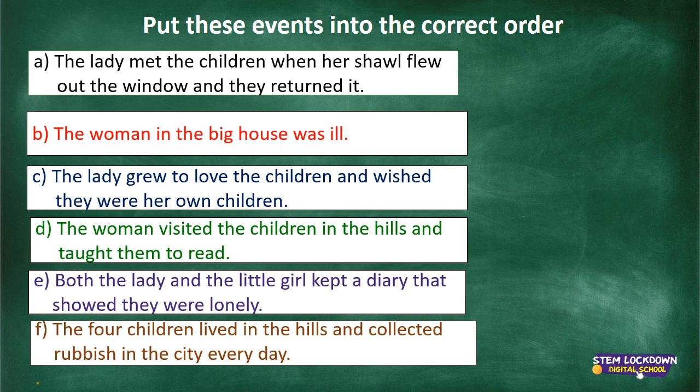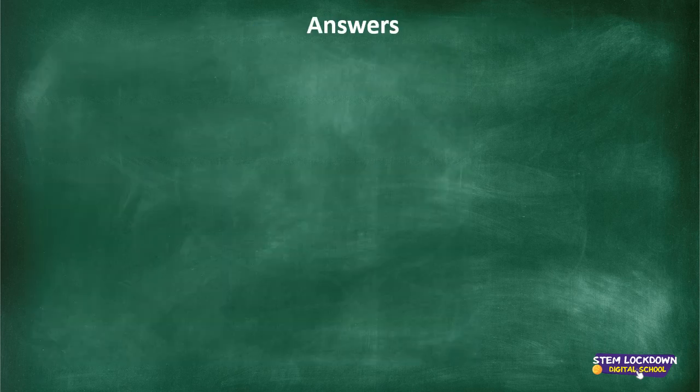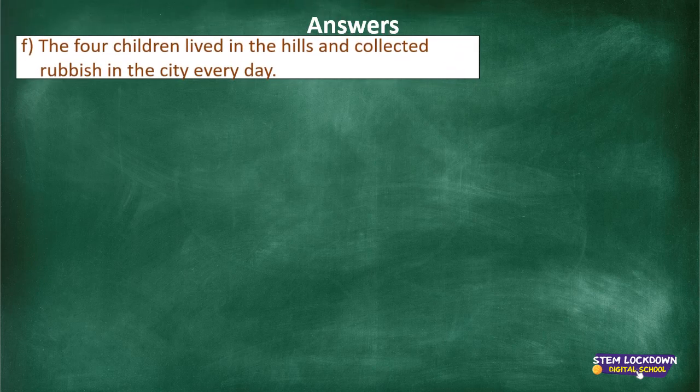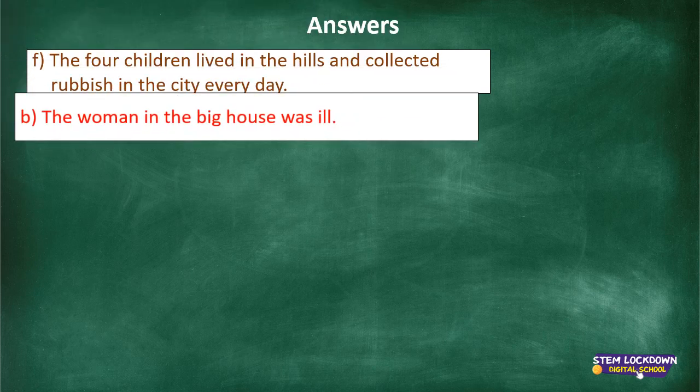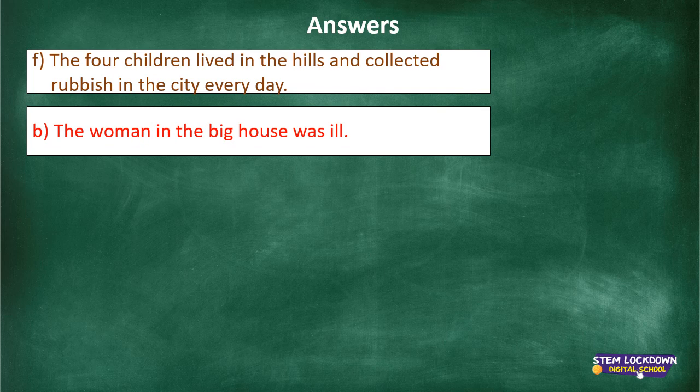Here are the answers. I wonder which one you chose first. Usually, when you're telling a story, you'll introduce the main characters of the story first. So I said number F should be first. The 4 children lived in the hills and collected rubbish in the city every day. What would you have put first? Did you have that one as well? Then I said number B, the woman in the big house was ill, introducing the other character in the story.